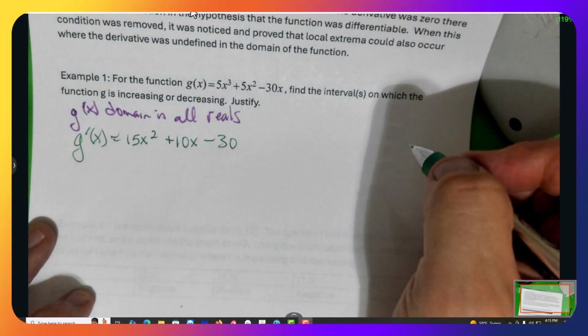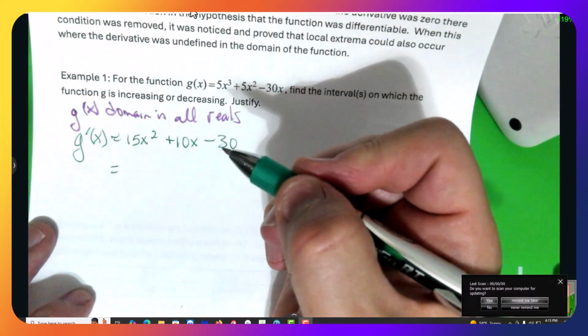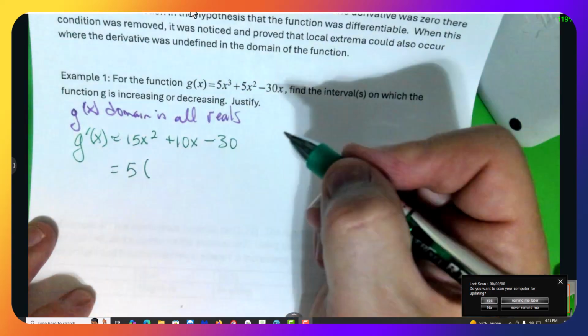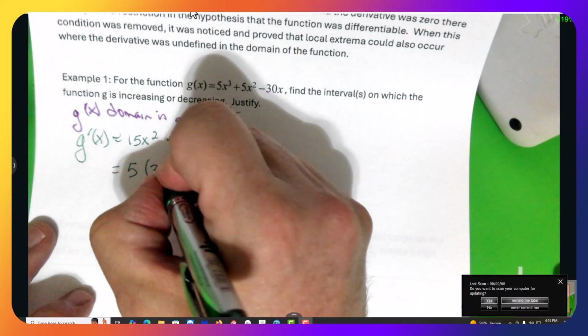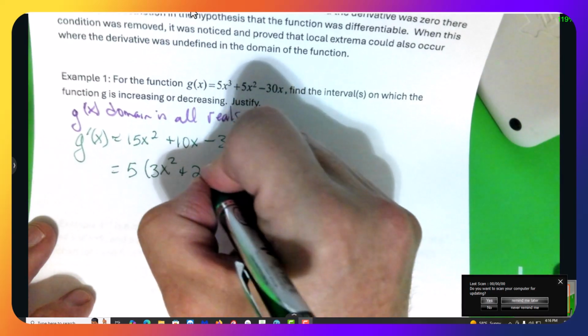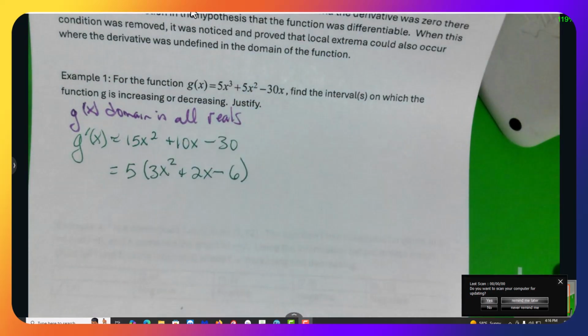Looks like the greatest common factor is going to be 5. So let's factor. Yeah, 5. So that's going to be 5 times 3 is 15. Don't forget the x squared like Mr. Isaac. 5 times 2, and 6. Okay. Now, what's the mission?